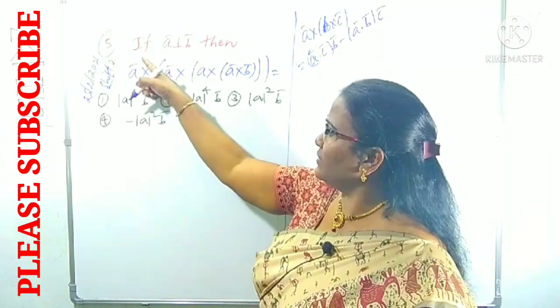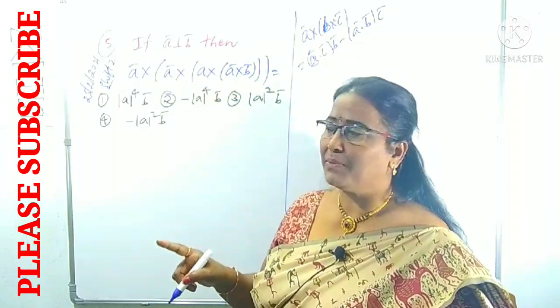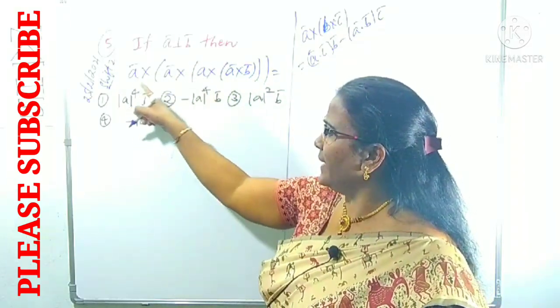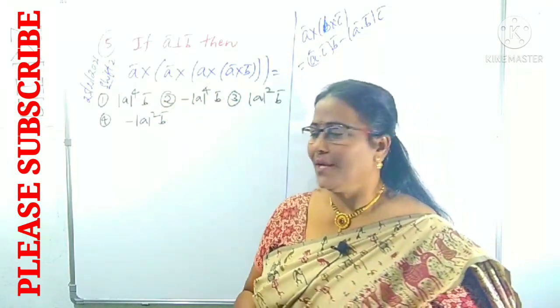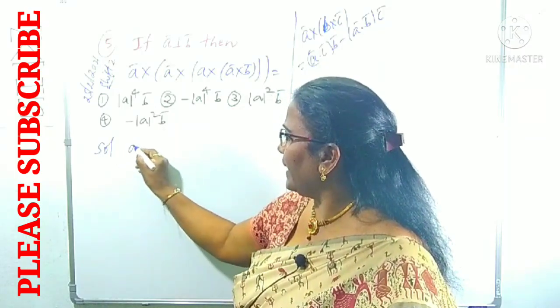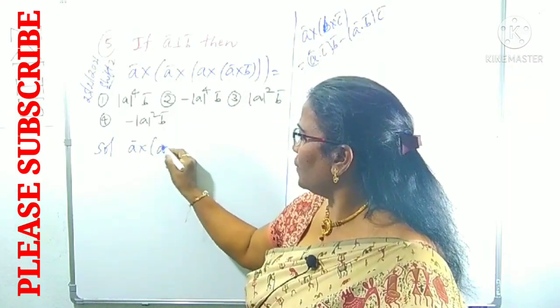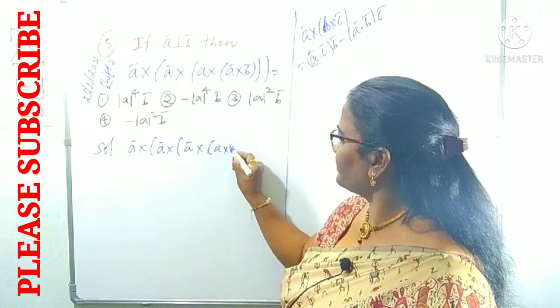It is given that A and B are perpendicular, that is, vector A is perpendicular to B. Then he is asking for A cross of A cross of A cross of A cross B. How can you find this out? We can write here: A cross of A cross of A cross of A cross B.